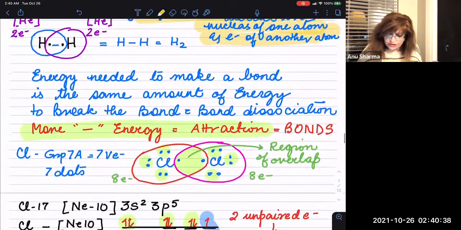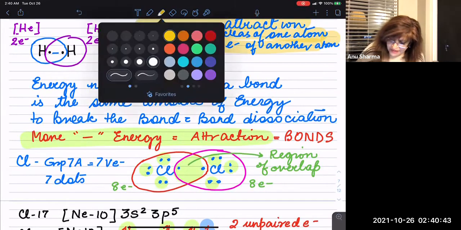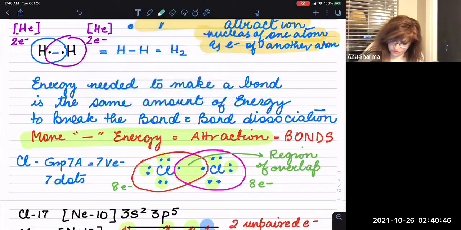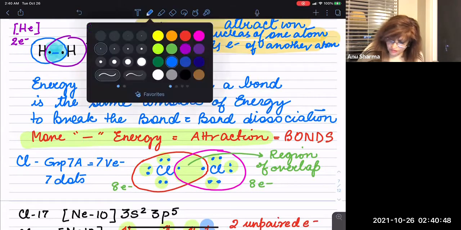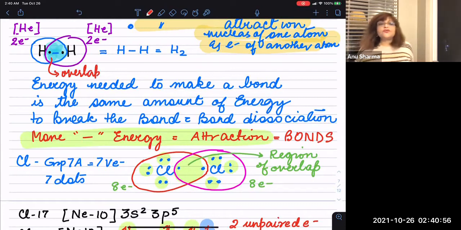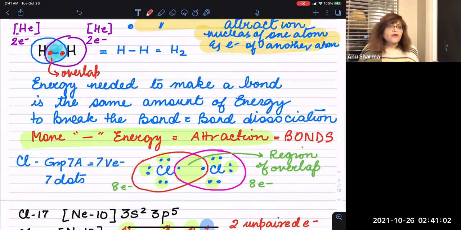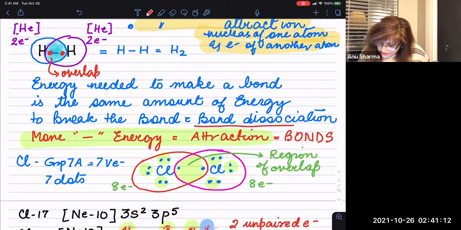So we see that when hydrogen and hydrogen come together, they begin to overlap, and that is called the region of overlap, in which these two electrons are forming a bond. The energy needed to make a bond is the same amount of energy that is needed to break the bond. That is the bond dissociation energy, the energy needed to dissociate a bond.